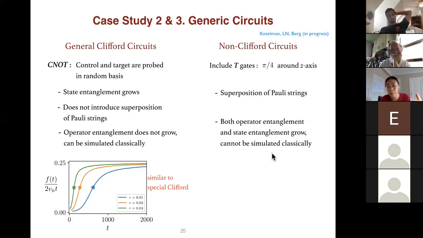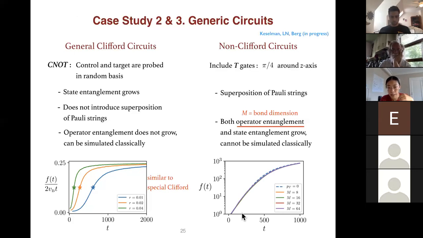Well, you can simulate them, but you cannot go to very long time. If you want to go to very long time, you have to truncate the bond dimension because operator entanglement keeps growing, so you have to make a sacrifice and truncate to go to long time. So we did that simulation as well. Here I'm plotting the integrated OTOC as a function of time for different bond dimensions. The solid lines here correspond to truncation at different bond dimensions. So let's first not look at the dashed line. Let's only look at the solid lines. Those different bond dimensions will actually give you almost the same result, meaning that where you truncate doesn't really matter in terms of the scrambling property.